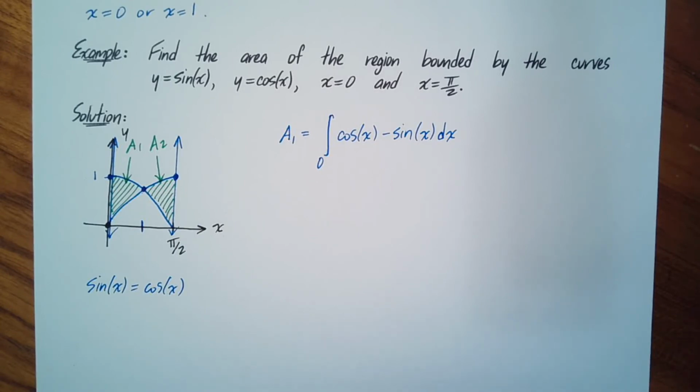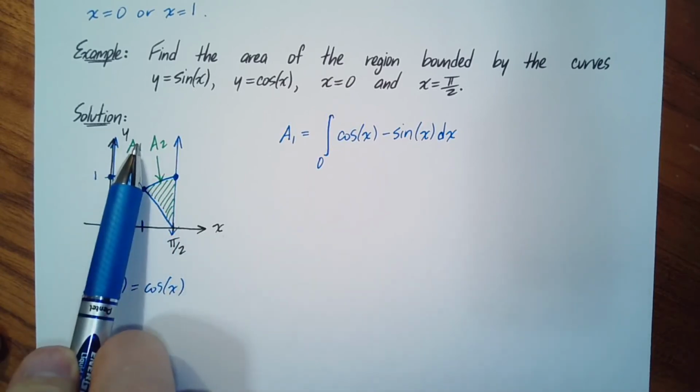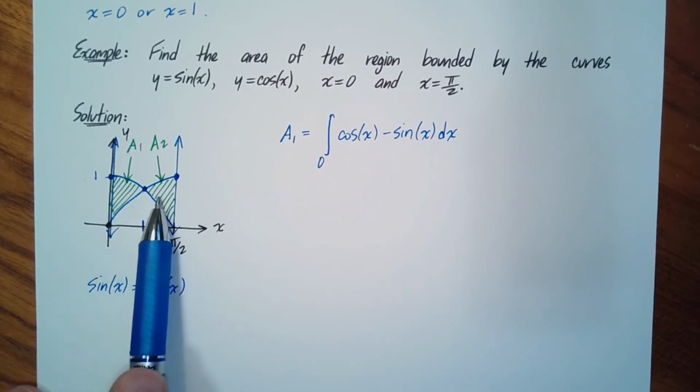But I think it would be an unfounded assumption at this point to just assume that the two areas are equal. Because what if we're wrong? If we assume that these two areas are equal, and then we just calculate A1, get an answer, and then double it, then our solution would be wrong if they aren't actually equal. So let's not make that assumption. Let's calculate each of these areas separately.